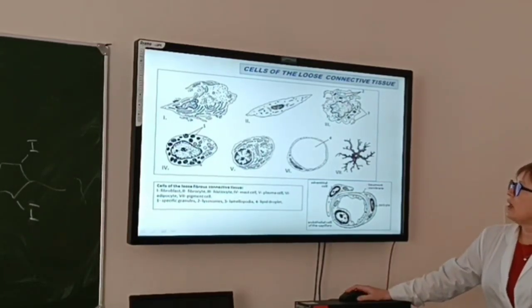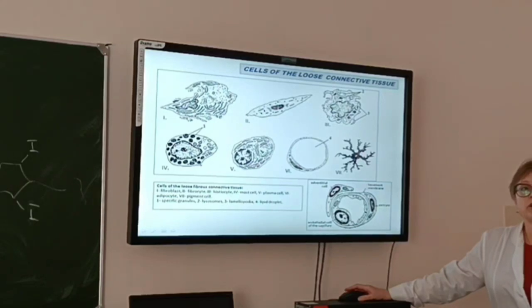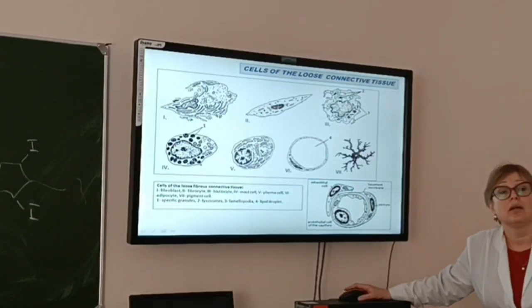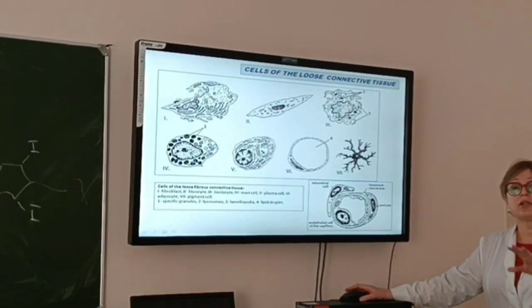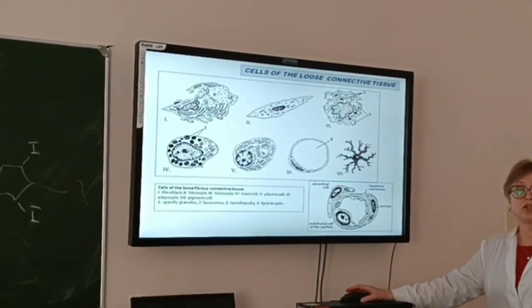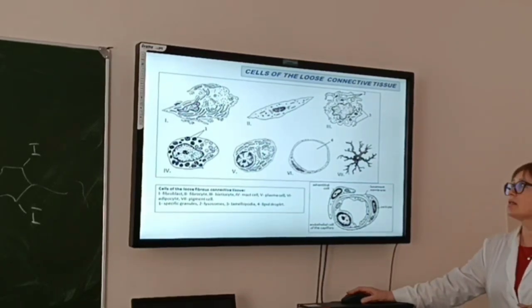Next cell, macrophage. Who remembers what function of macrophage, what source of origin of this cell? Source of origin is monocytes. Yes, you are right. These are monocytes of the blood that leave the bloodstream, enter the tissue and perform their function. And we name this cell macrophages. Main function of this cell: digest foreign substances, dead cells, particles, and so on.